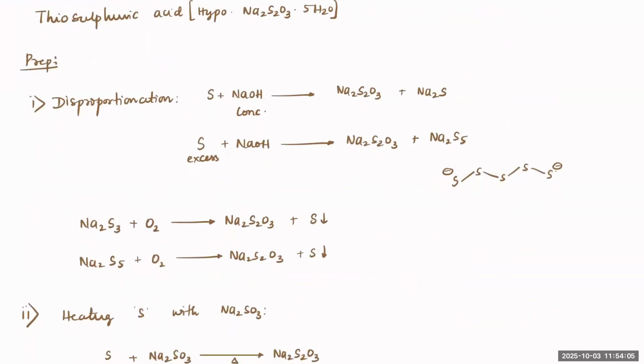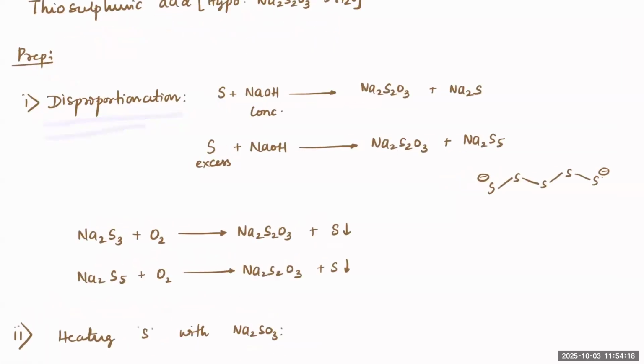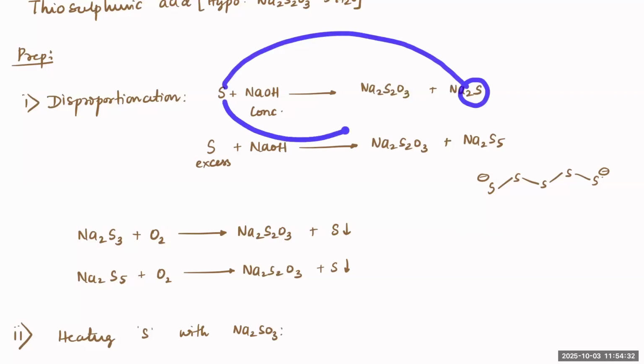Done. Now the last thing is about thiosulfuric acid, also known as hypo, Na2S2O3.5H2O. It is a disproportionation reaction wherein sulfur, when you react it with concentrated NaOH, will convert into Na2S2O3 and Na2S. So the sulfur will convert into S2-, and some part of the sulfur will convert into thiosulfate.